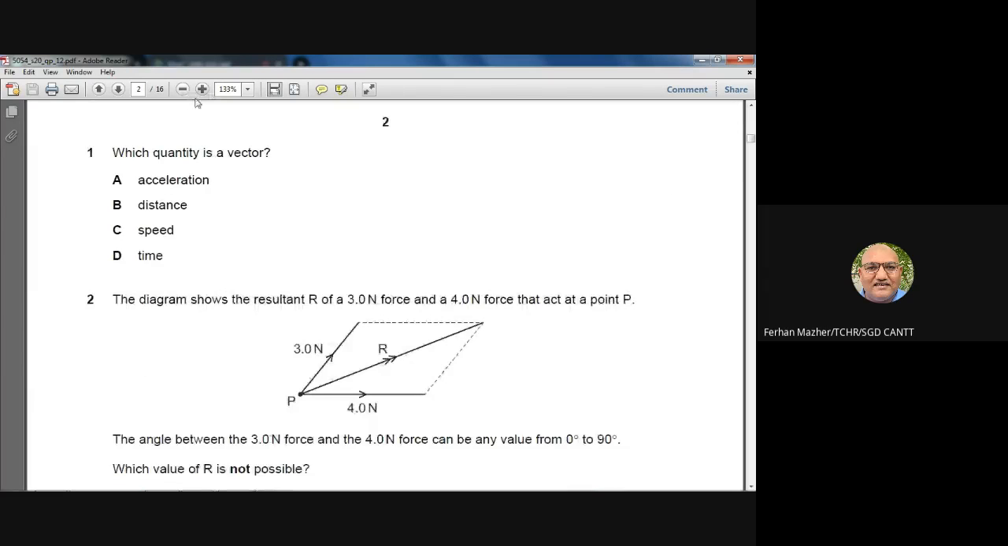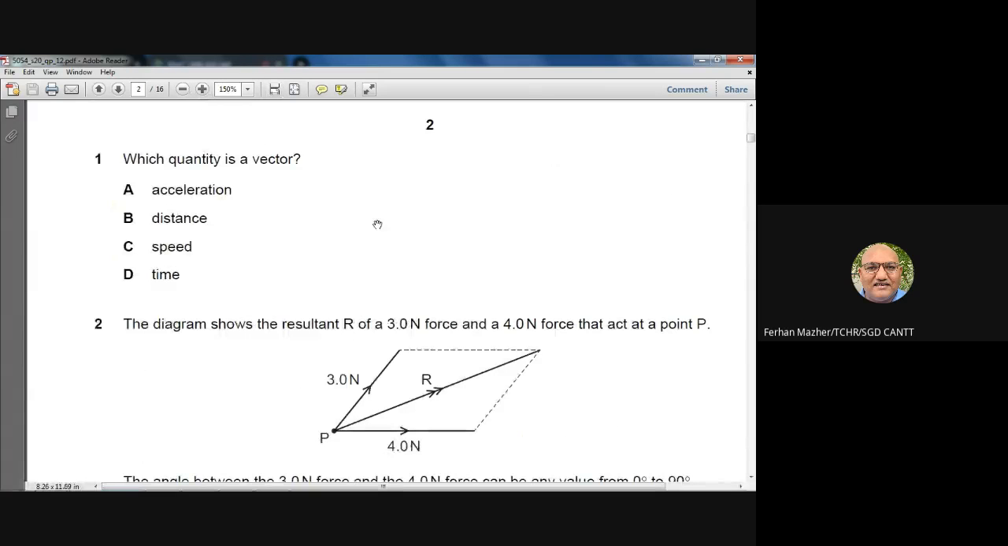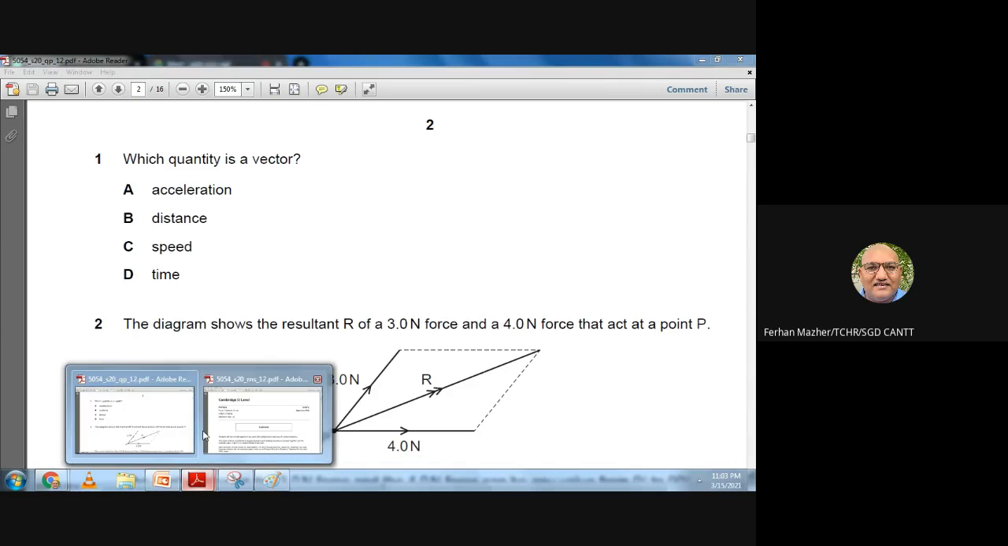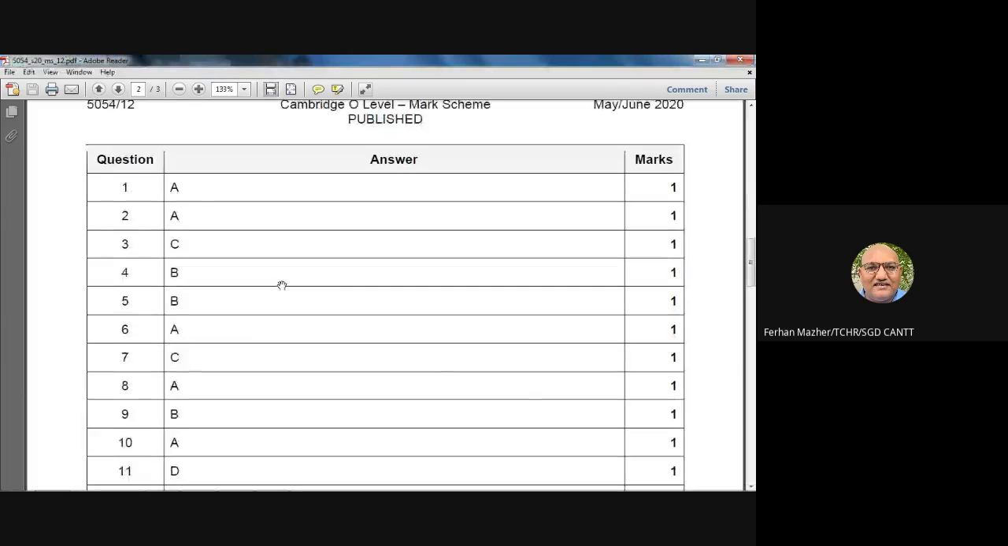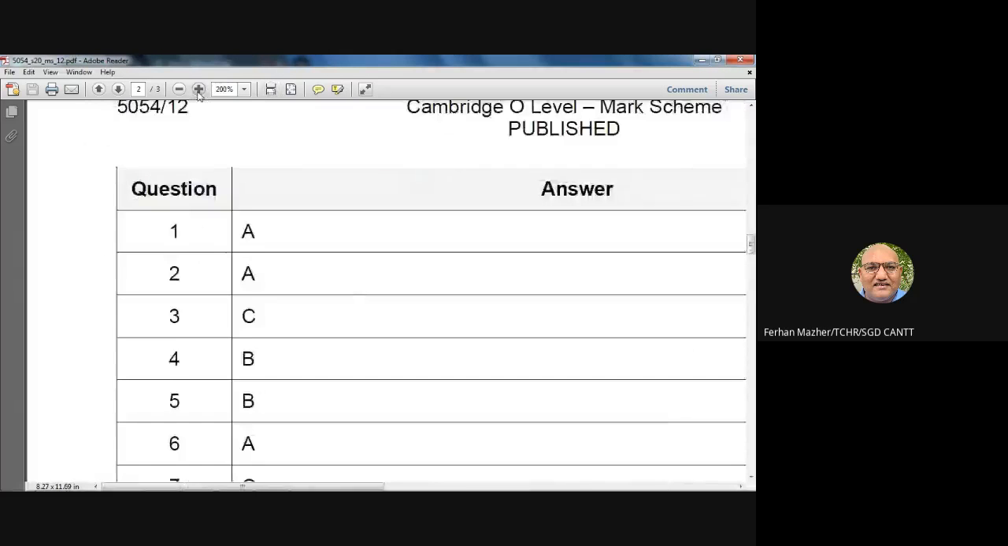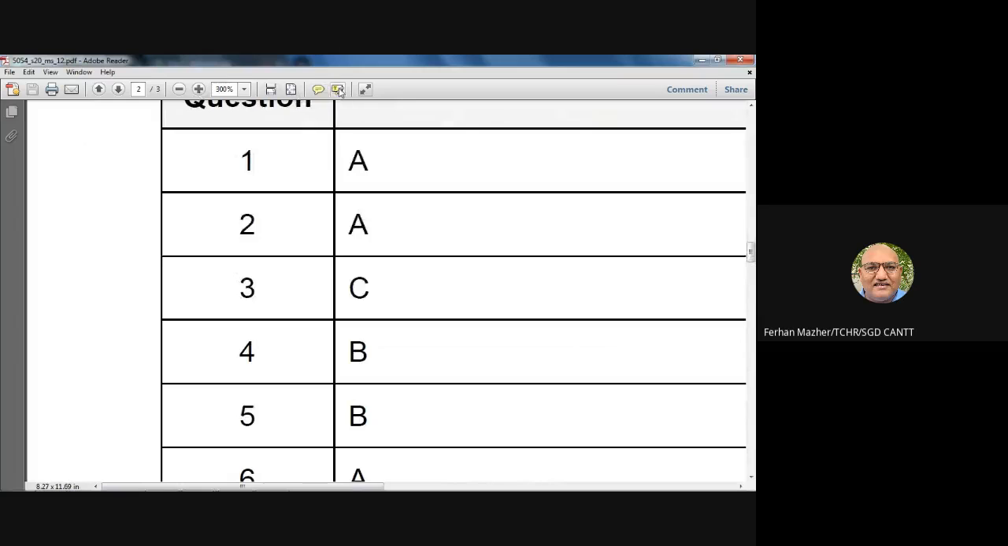On your screen, the first question: which quantity is a vector? Acceleration, distance, speed, time. Acceleration is a vector, distance is a scalar, speed is a scalar, time is a scalar. So I think A is the option. Let's check. On your screen we have question number 1. It says A is the option.